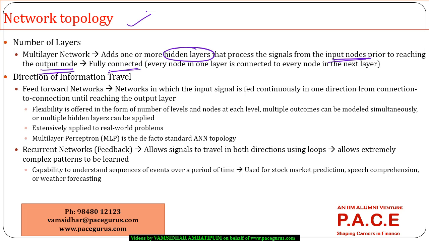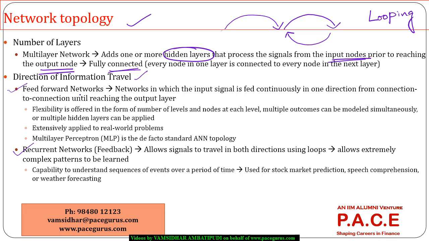Alright. The next important part that we have to look at is the direction of information travel. Is it that the information travels only in the forward direction, or is there some level of looping, or a backward flow of information as well? That's one more important aspect to understand. Regarding this, there are two major classifications of networks: feed forward networks and feedback networks.